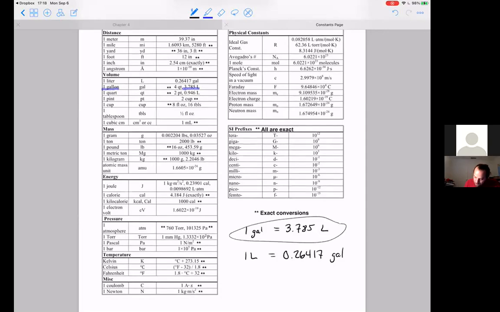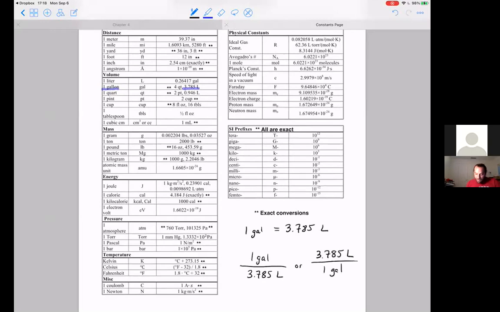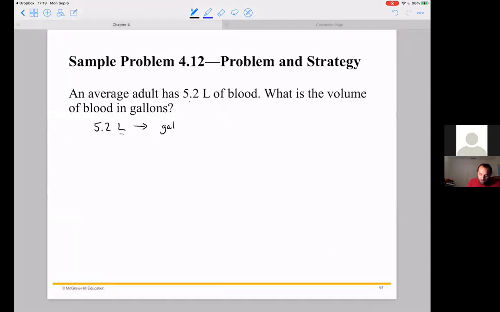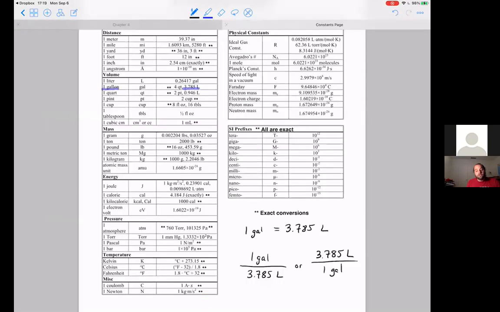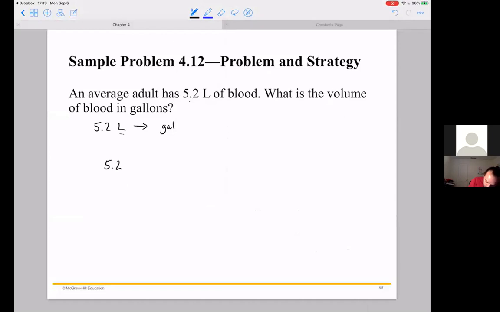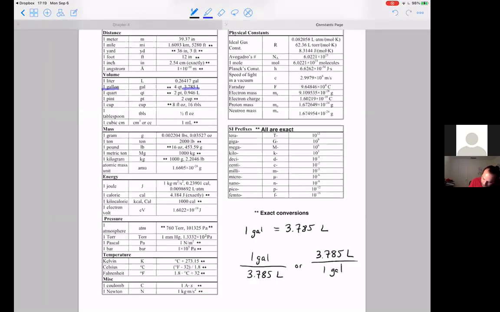Let's go ahead and use this one here. All right. Oh, and importantly, if I'm going to use this one here, what am I going to do? I'm going to convert it into a conversion factor. So that's 1 gallon over 3.785 liters, or 3.785 liters over 1 gallon. My problem wants to go from liters to gallons. So which one of these would I use? I'm going to want to use this one so that liters cancel. So 5.2 liters times, what was it, 3.785?